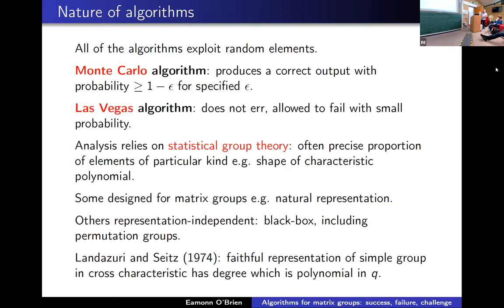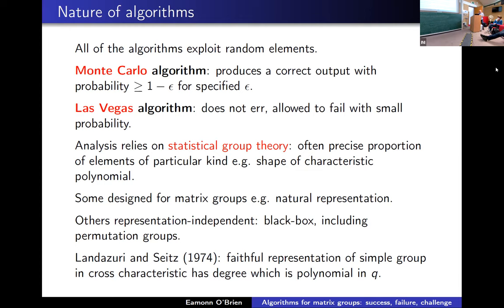But essentially, you can think of black box as an abstraction. And often, algorithms have been developed which started life as black box or started life as for natural representation and have ended up being transformed the one or other way. And the two have often fed into one another.